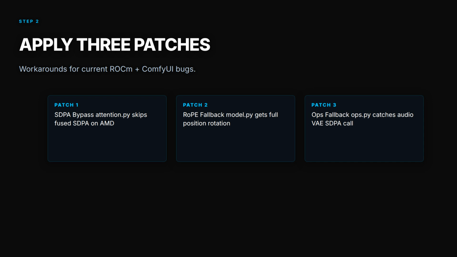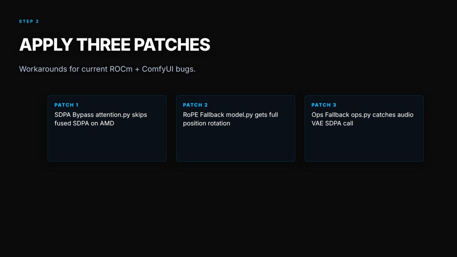Patch number 2 is in the MiniMax model file. A function called RM's rope split half was missing its actual rotation math, so the model had no sense of position. Without this patch, the output looks like colorful static. The patch restores the rotation logic. Patch number 3 is in the ops file. The audio decoder also calls SDPA directly, bypassing the first patch. This third patch gives it a safe fallback too.